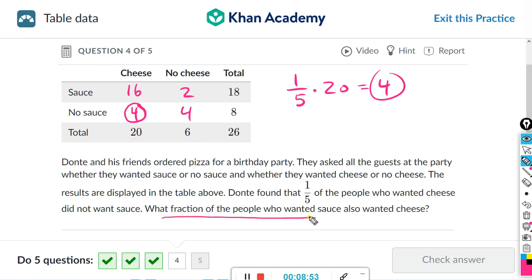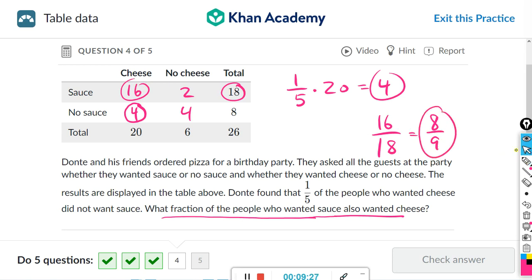What fraction of the table who wanted sauce also wanted cheese? Well, this is the row for the people that wanted sauce. So it's out of 18 people in the denominator. And what fraction of those who wanted sauce also wanted cheese? Out of the ones who wanted sauce, 16 wanted cheese. So it's going to be 16 out of 18. Divided by 2, that's 8. Divided by 2, that's 9. So it's just 8 over 9.